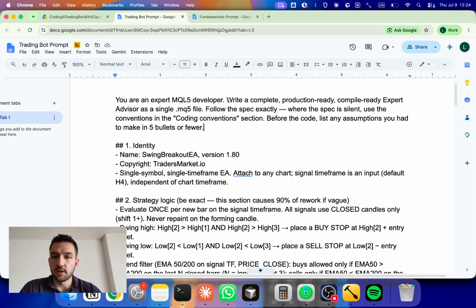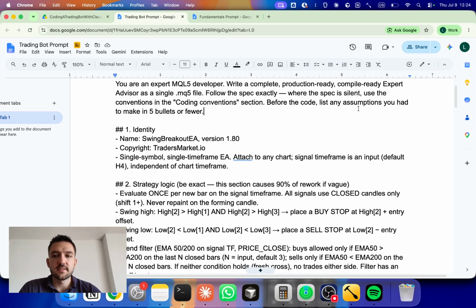It says basically: write a complete, production ready, compile ready expert advisor as a single MQ5 file. Follow the spec exactly, where the spec is silent, use the conventions in the coding conventions section. Before the code, list any assumptions you had to make in 5 bullets or fewer. This is just good to make sure it did not make any assumptions that you don't know about, because trading bots are a tricky type of software. They are going to deal with your money, so it's something to take care of.